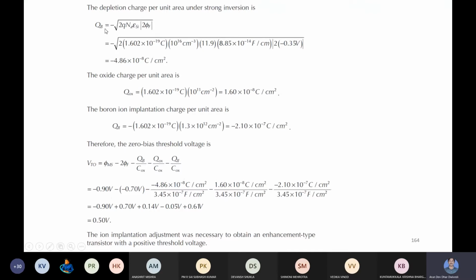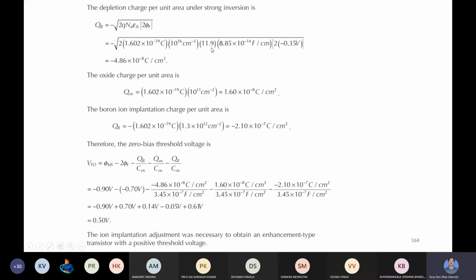Now the depletion region charges are calculated by this method. The depletion region charge is not given directly, but parameters are given, like Na is available and the silicon permittivity is available, and for 2 phi f we can use the modulus of 2 phi f. Q is the electronic charge, 1.6 into 10 power minus 19, and 2 is the factor. The epsilon of silicon is 11.9.